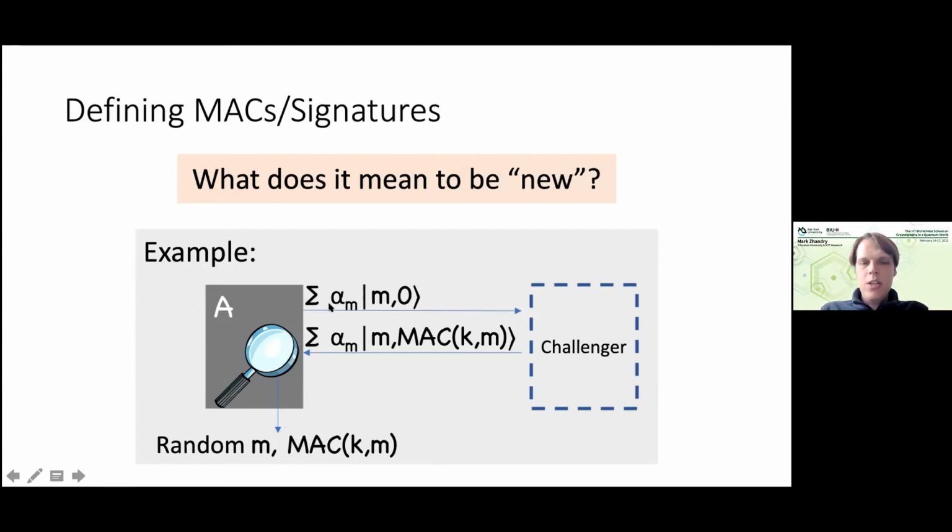The state that they sent to the challenger was a uniform superposition over all messages, and at the end of the day, they just output a single classical message. So by measuring, they certainly changed the state that was signed. The state that was signed was a uniform superposition, and they changed it to just a random message. So it's something completely different. And yet, no matter what kind of classical message authentication code we have, the adversary can always do this.